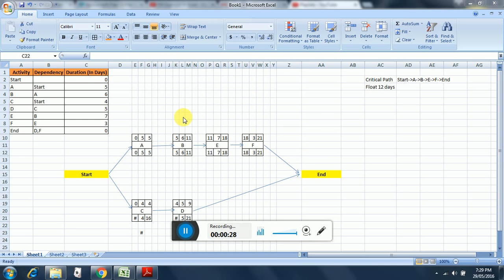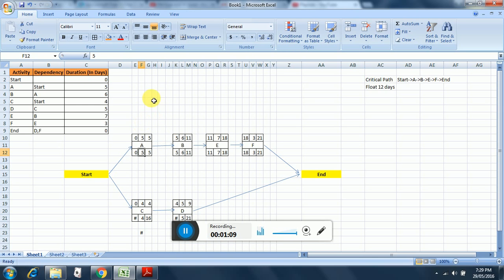So let's start. To start with, you will be given such a table with activity, its dependencies and durations of each activity. If you see here, activity A depends on the start activity, start node, and the duration is 5. Similarly, activity B is dependent on A and has a duration of 6 days. So the way in which you create the network diagram is this. You put the name in between and you put the duration on the top and the bottom.